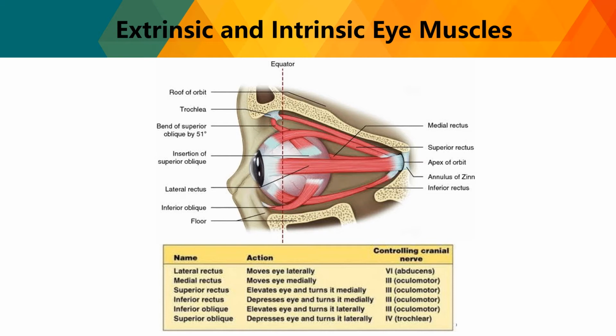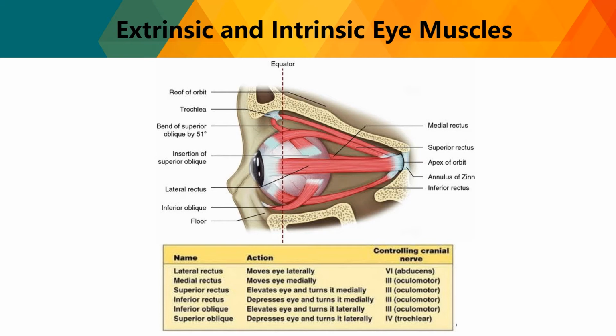You also have the medial rectus, which moves the eye medially. And then you have the superior rectus, which elevates the eye and turns it medially. And then inferior rectus, that depresses the eye and turns it medially. Inferior oblique elevates the eye and turns it laterally. And then superior oblique depresses the eye and turns it laterally. So it is being controlled by, more of it is the oculomotor or cranial nerve 3, but also with the participation of abducens and the trochlear nerves.